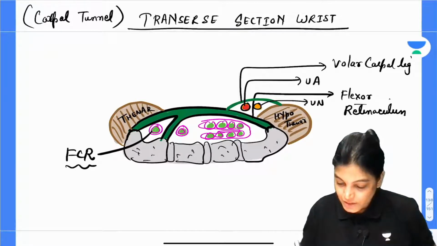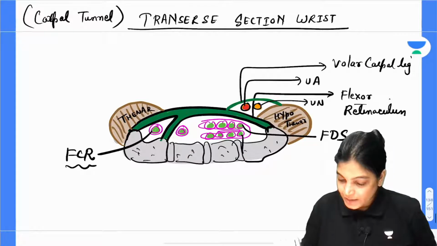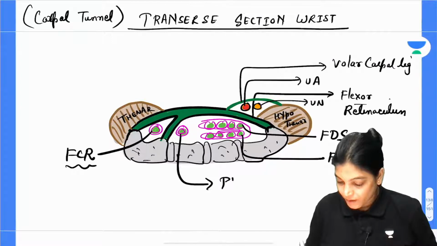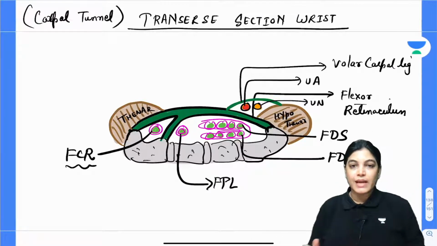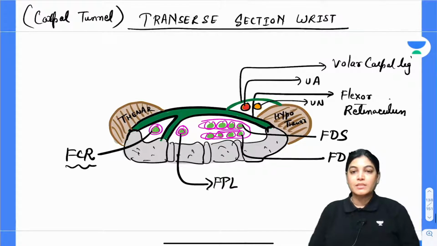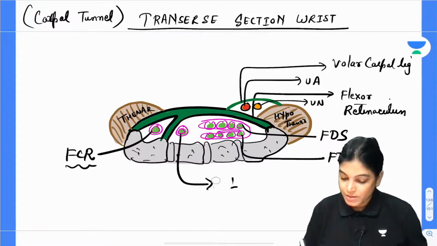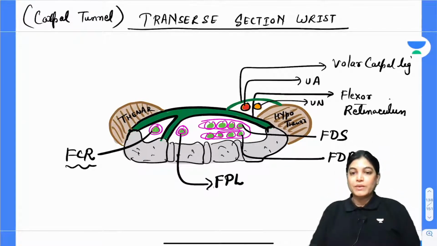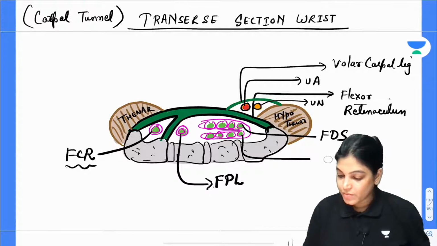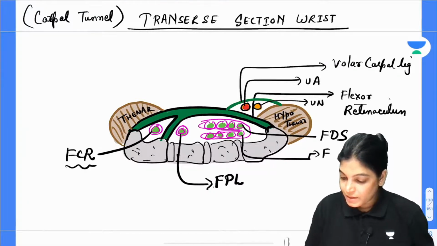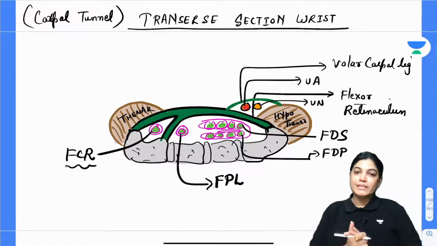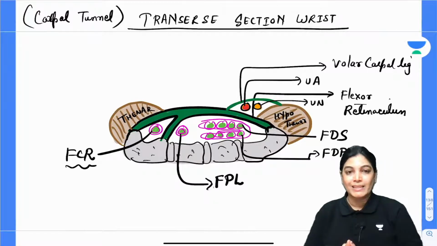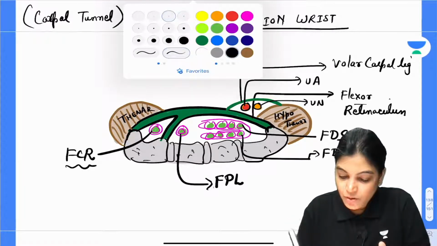The other muscle tendons: these are the tendons of FDS and these are the tendons of FDP, and this is FPL, flexor pollicis longus. So the tendons of flexor digitorum profundus, FDP, and flexor digitorum superficialis, FDS, and flexor pollicis longus are passing below the flexor retinaculum, that is, in the carpal tunnel, and a thick nerve is also traversing below it.